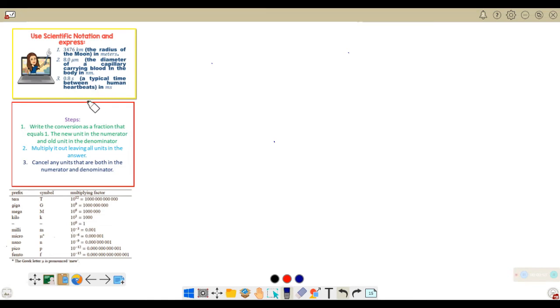milliseconds. So the steps that we are going to follow are also provided here on this side, as well as the table for the prefixes. So let's start.